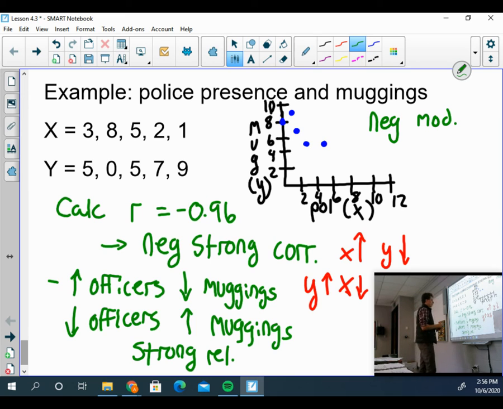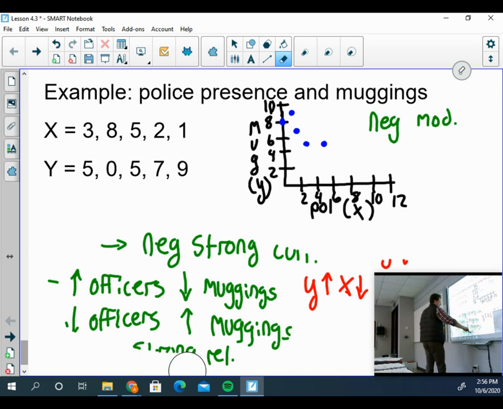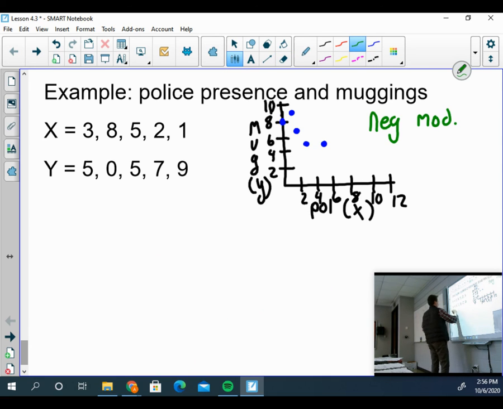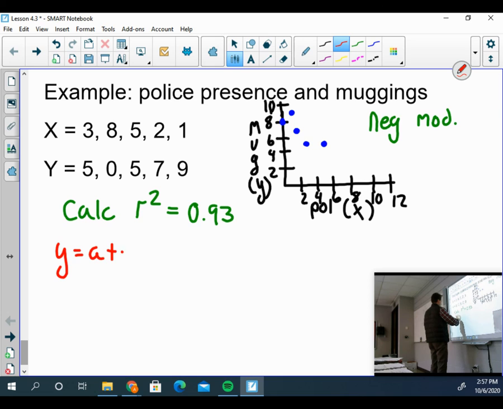The next thing you may be asked to calculate, again, if you don't have this written down, pause it and write it down because I'm going to move on. You may be asked to calculate R squared. Remember, your coefficient of determination is R squared. R squared, which I could just square R, or I could just look at it, is 0.93. What this means is if I plug my trend line in, which, by the way, we have the data right here to write our trend line. Remember, our trend line is y equals a plus bx.